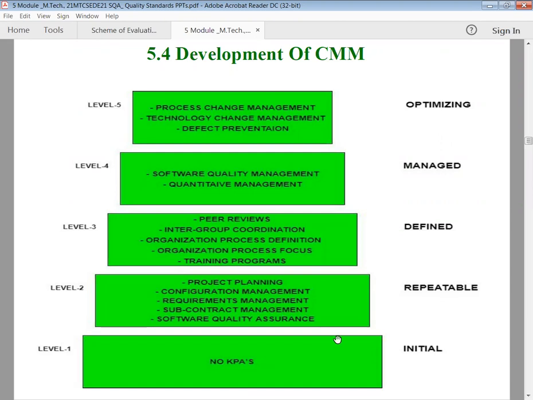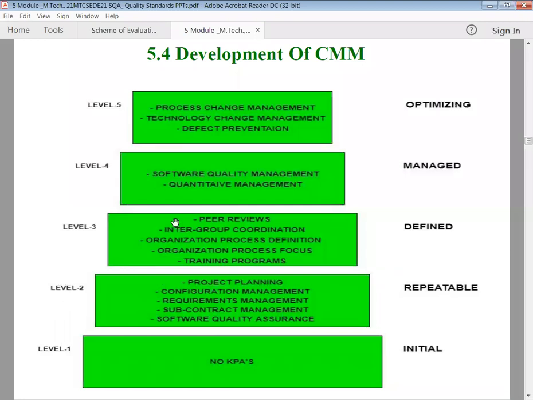And in the second level, the key performance assessment criteria are: project planning should be focused. Configuration management plays an important role, say the software and hardware configuration. Requirements management. So we have to identify the functional requirements and non-functional requirements. Subcontract management. So the agreements and other contracts, and software quality assurance techniques should be implemented. So all those things should be followed in level two, repeatable.